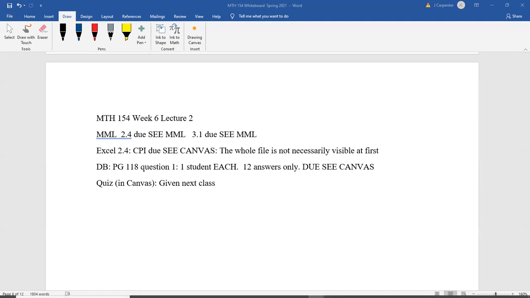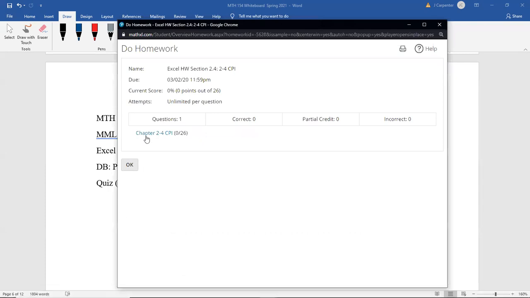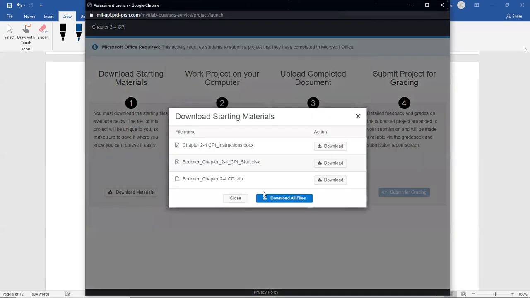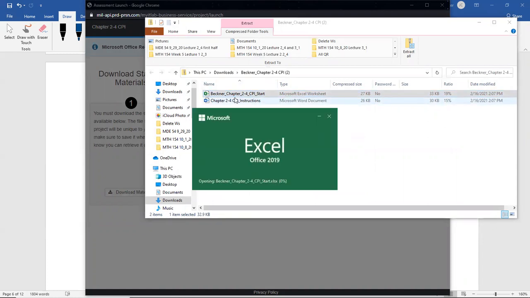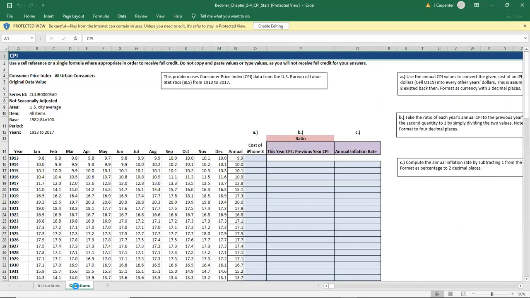So I just want to show you what I mean by that, just to make sure that you understand the whole file. So where are we? Here we go. So I already had this loaded ahead of time for the 2.4 CPI. I'm going to download it. Open our Excel file. And then we just give it a minute. Okay. So let's see what happens when I do this. So mine actually did open in the top left section.